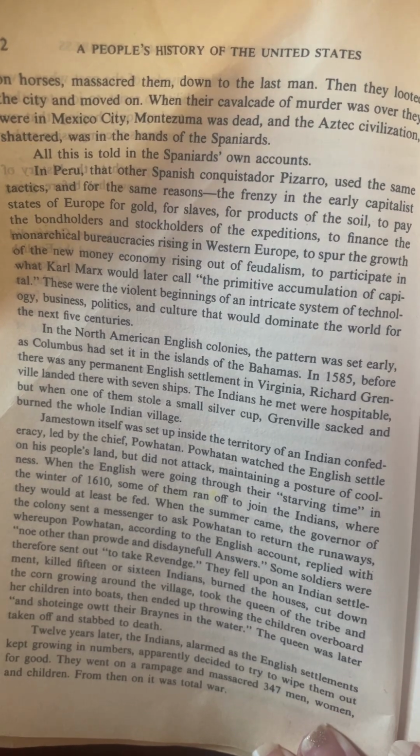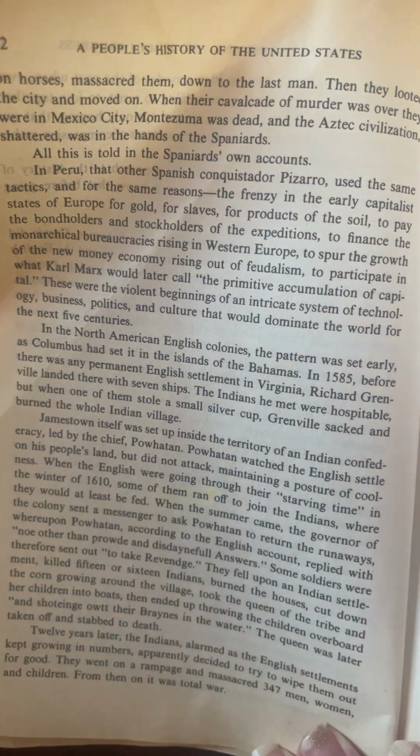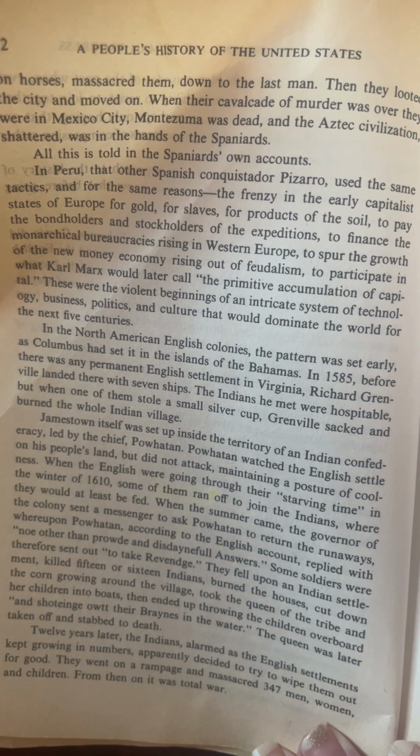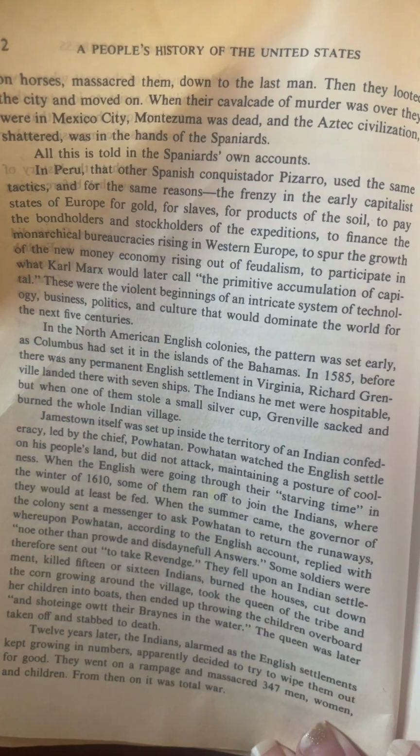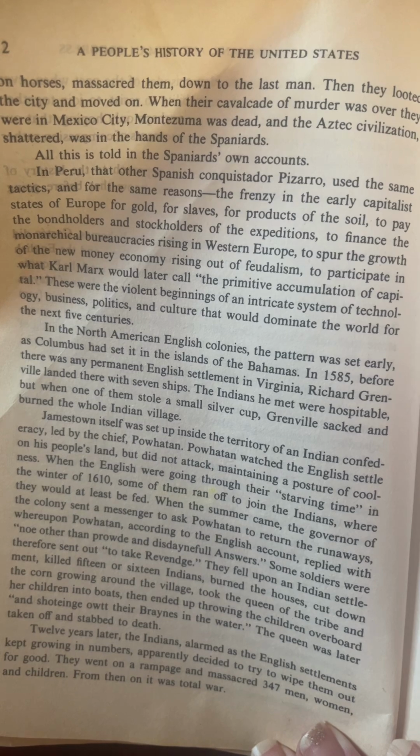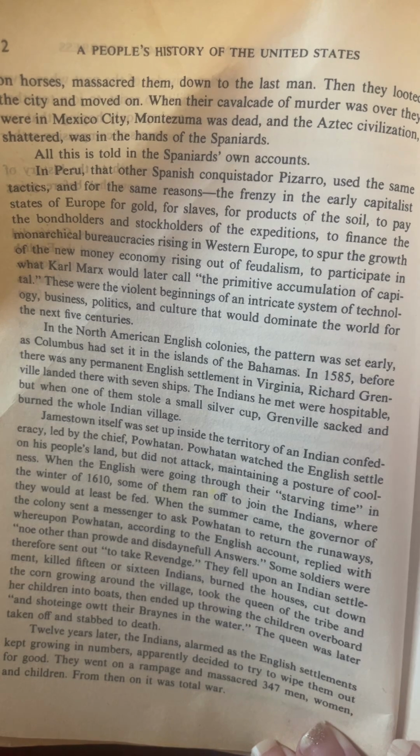In the North American English colonies, the pattern was set early, as Columbus had set it in the islands of the Bahamas. In 1585, before there was any permanent English settlement in Virginia, Richard Grenville landed there with 7 ships. The Indians he met were hospitable, but when one of them stole a small silver cup, Grenville sacked and burned the whole Indian village. Jamestown itself was set up inside the territory of an Indian confederacy led by the chief Powhatan. Powhatan watched the English settle on his people's land, but did not attack, maintaining a posture of coolness.